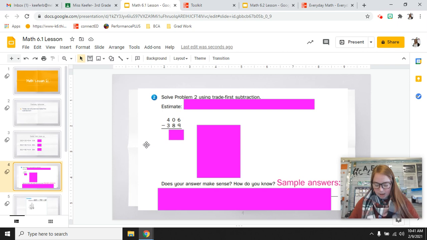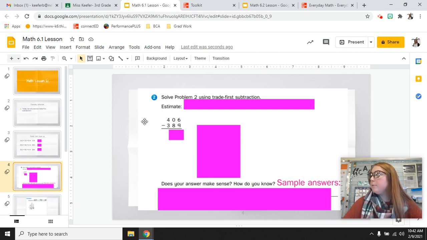This is a problem on page 189 in your workbook. So you can set your whiteboards to the side and get out your workbooks. I want you to turn to page 189. This is the second problem on the page. The first problem, they asked you to use the expand and trade subtraction, but that is not our focus for this one. We are looking at the trade first subtraction or traditional subtraction.